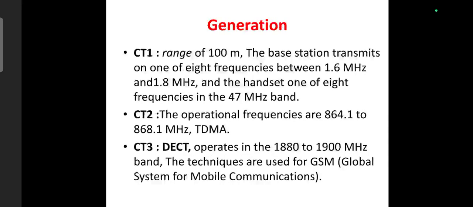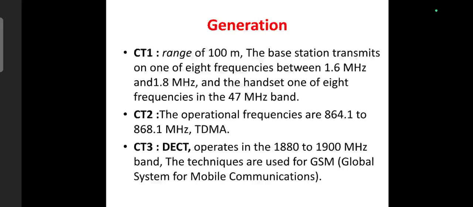Cordless telephone technology evolved through several generations. The first generation, called CT1, had an operating range of approximately 100 meters. It used frequencies between 1.6 and 1.8 MHz for the base station and around 47 MHz for the handset. The second generation, known as CT2, operated between 864.1 and 868.1 MHz and introduced improved communication techniques based on TDMA.